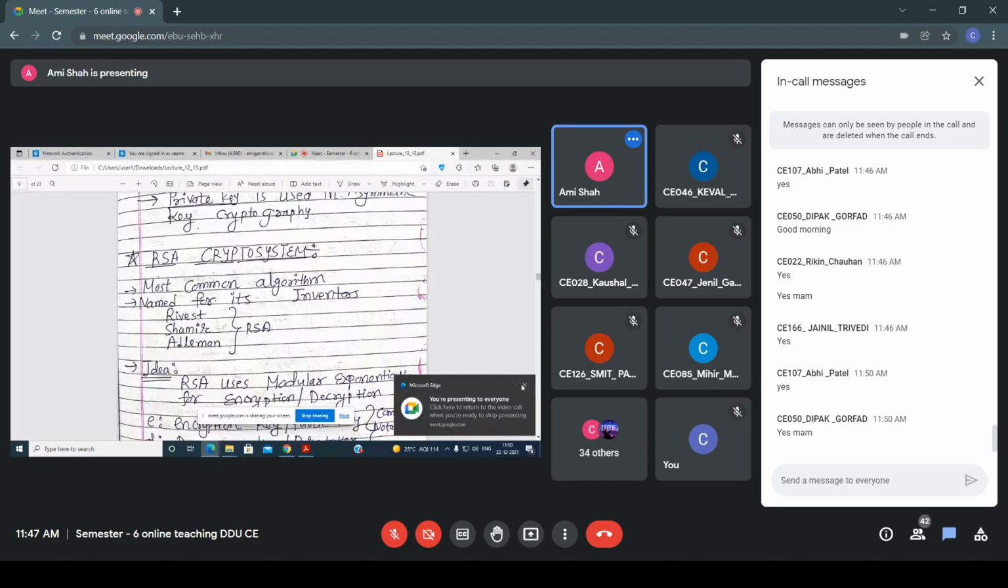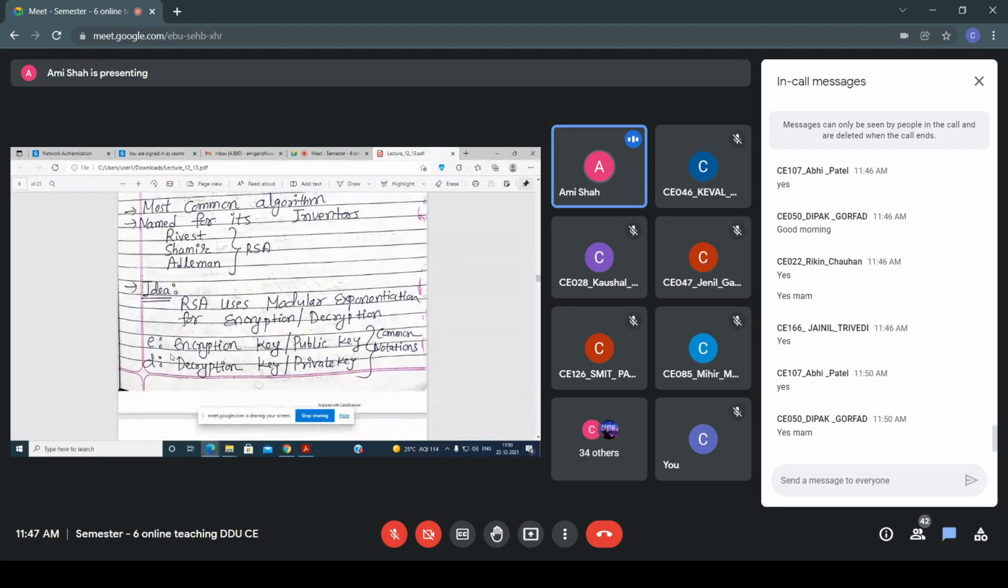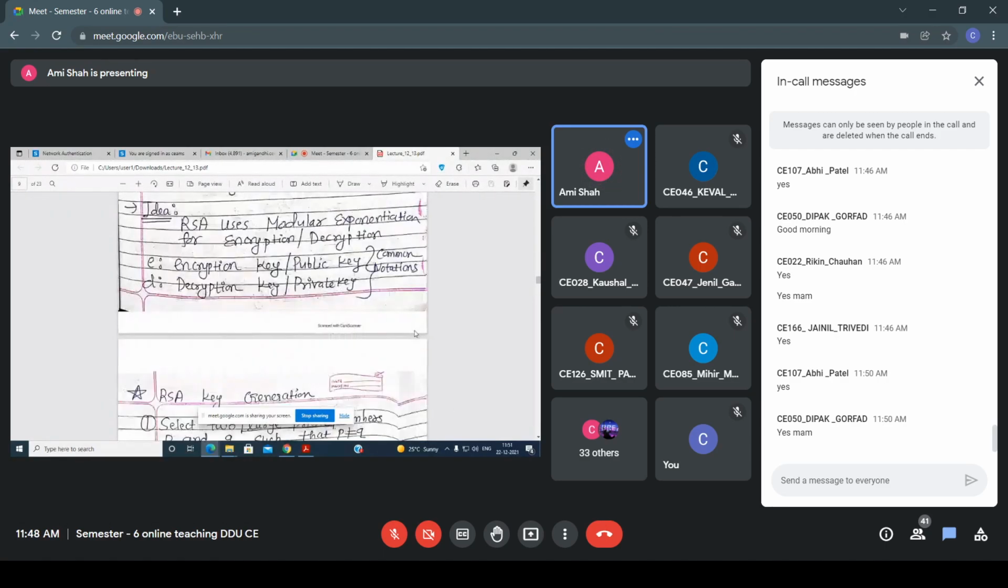So now, RSA uses modular exponentiation for encryption or decryption. Here, e is used for the encryption key, or you can say the public key, and d is used for the decryption key, or private key. These are the terms that you have to remember: e is for the encryption key and d is for the decryption key.